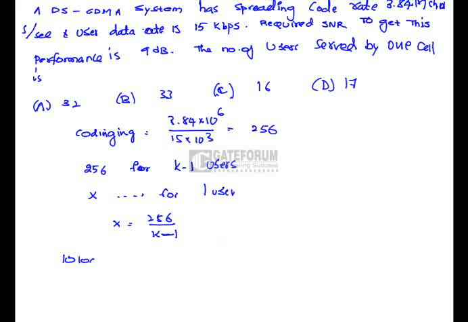Here 10 log x is nothing but 9 dB, so x equals 10 power 0.9. So k is nothing but 256 divided by 10 power 0.9, plus 1, which equals 33. That is, each cell serves 33 users. That is option B is correct.